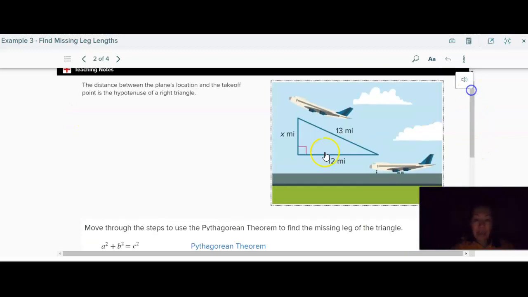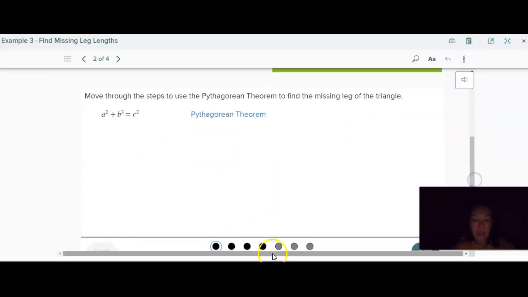And now in this case, c is 13. We could say this is a squared and x is b squared. So how you want to set that up is like this: 12 squared plus x squared equals 13 squared. And there are boxes to fill in on page 409. And then again, square the numbers, and then the next step, we want to solve for x.